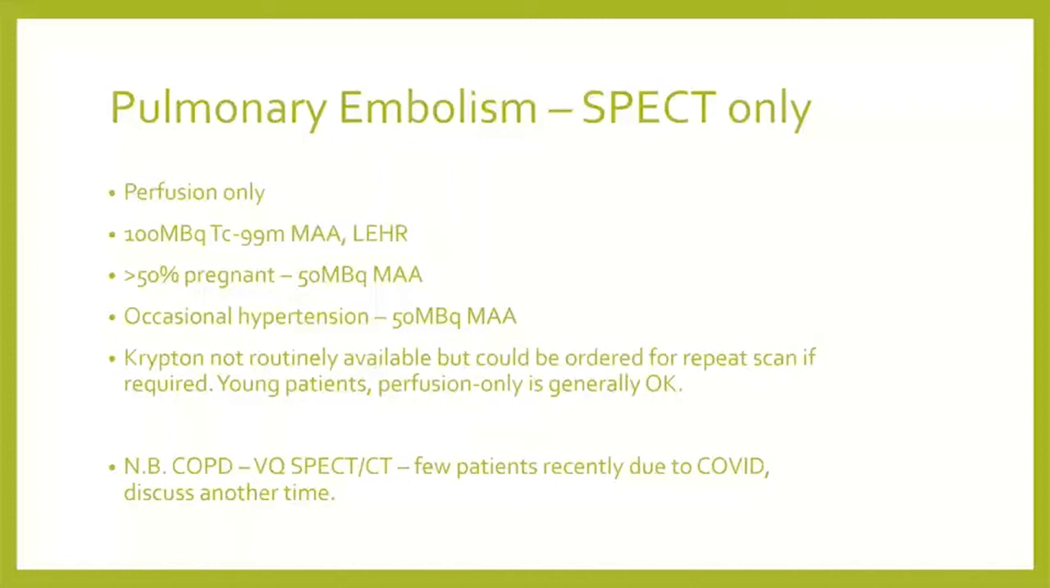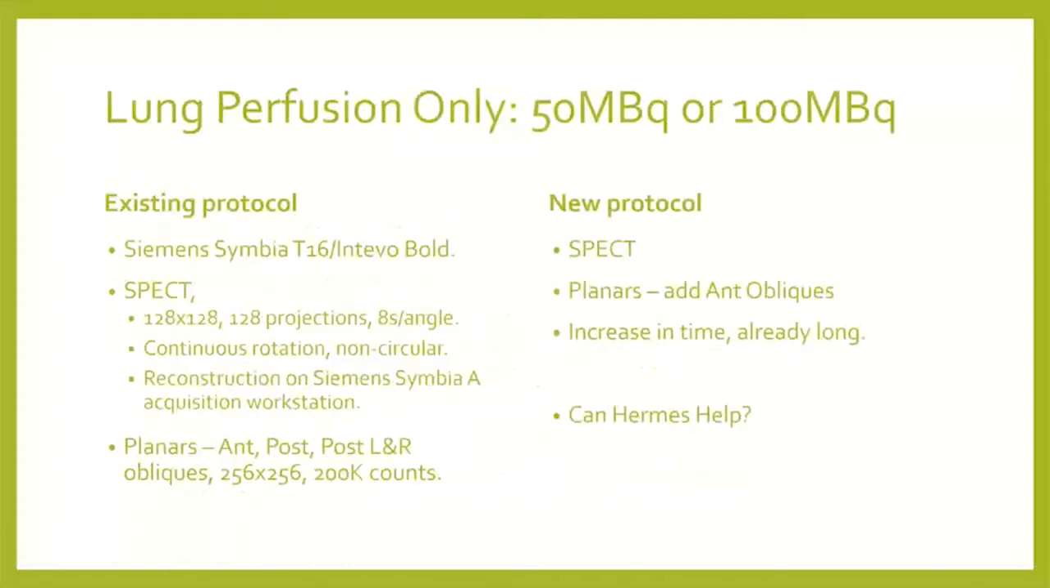Okay, so for pulmonary embolism, we do perfusion only, give 100 megabecquerels MAA. About half of these patients are pregnant, so they get a half dose, 50 megabecquerels. Occasional others at hypertension zone get a lower dose. We do use Krypton as well, but not routinely. Very, very rarely for this group of patients because they tend to be obviously quite young.